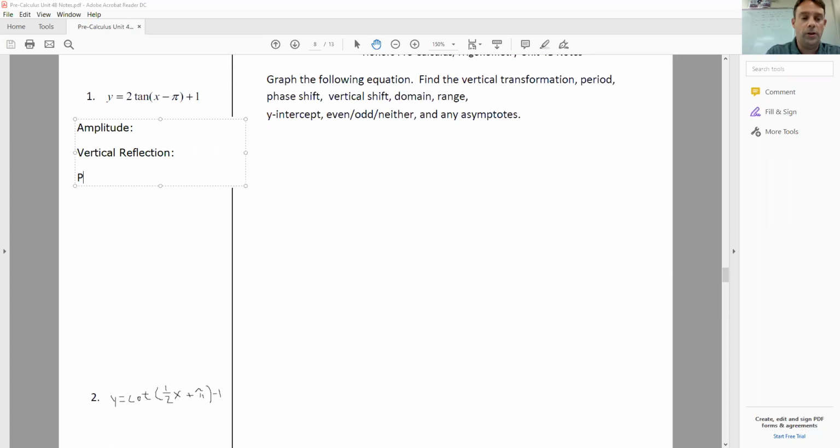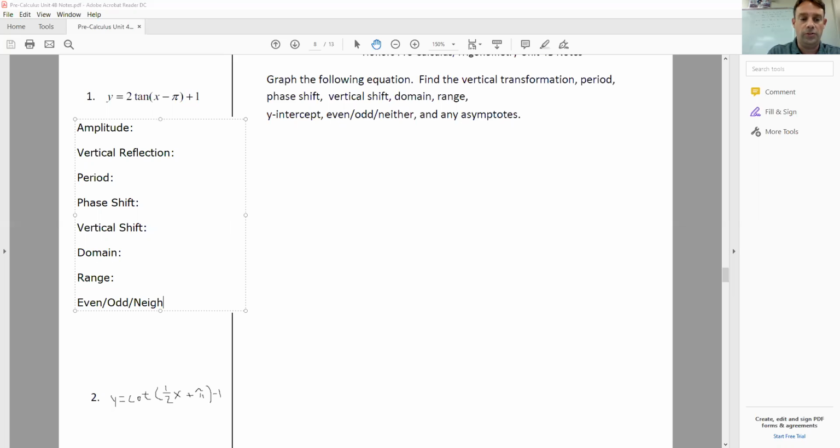We'll find the period length. We'll find the phase shift. We'll find the vertical shift. We will find the domain. We will find the range. And then we will determine if it's even, odd, or neither.